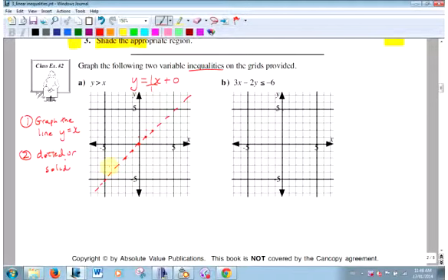Now, where's the solution area? Step 3. Shade solution side by using a test point. Let's try a point. Let's see if it works. What's your favorite point today, Reese?